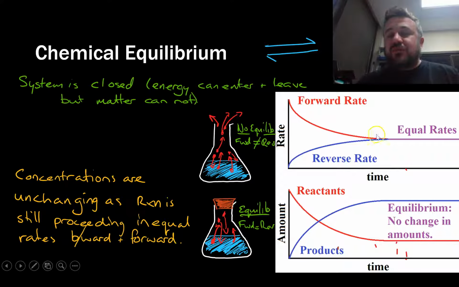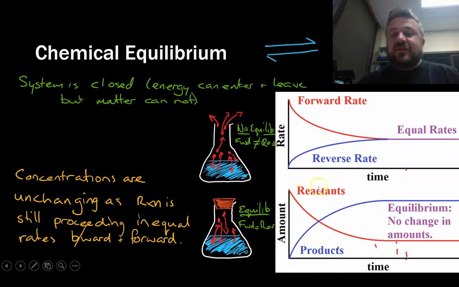Here we have the forward reaction, and it starts off really fast, and then it slows down. Here we have the reverse reaction. So this is rate of reaction against time. The reverse reaction will speed up until it is moving at the same rate. But the concentrations are a little different.